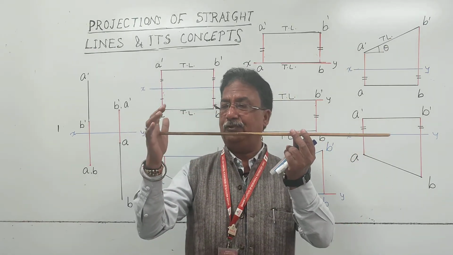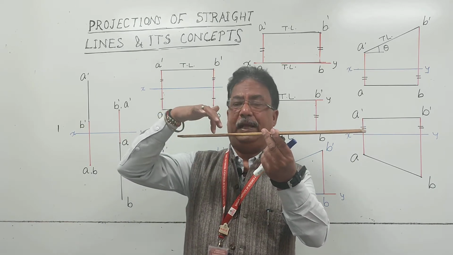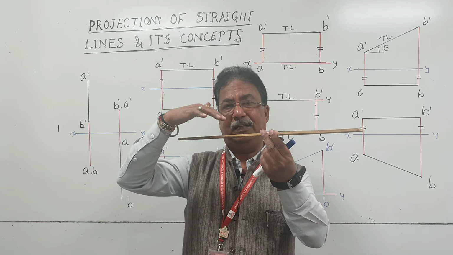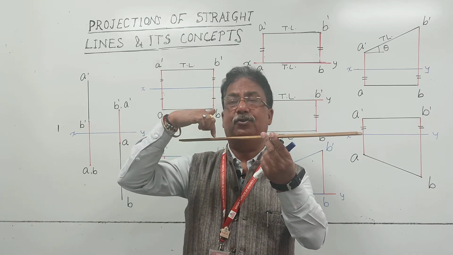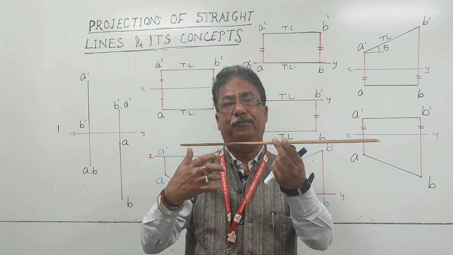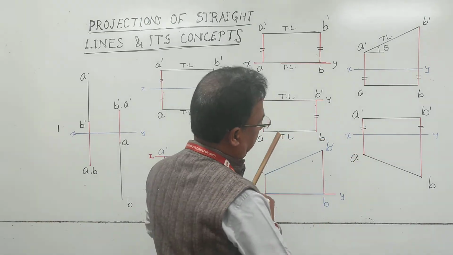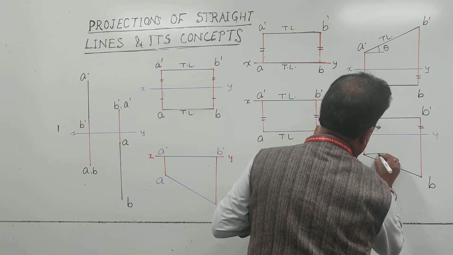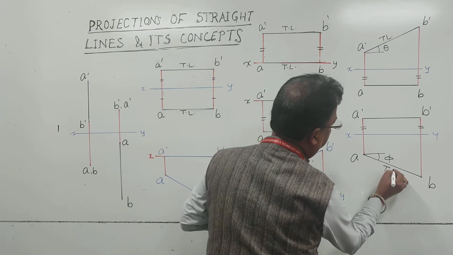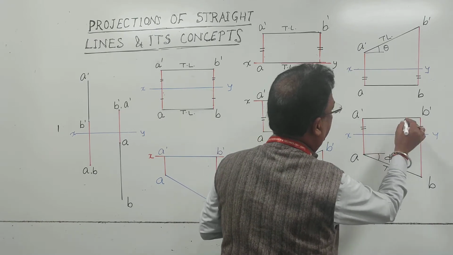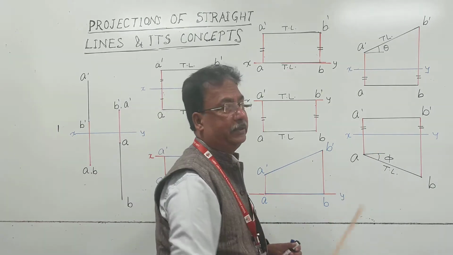The reverse of this is if I move the stick like this. Now this line is inclined to VP by some angle phi and is still parallel to HP. This time the top view shows the true length and also the inclination phi, and the front view will be shorter. In the top view we get the inclination phi, and this length is the true length. Again this time the front view is parallel to the reference line and is shorter than the true length.